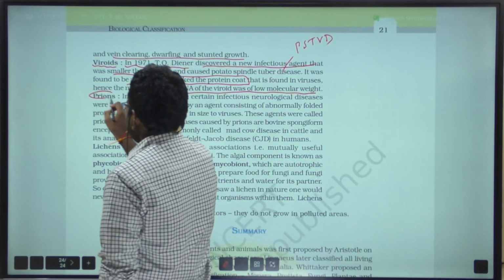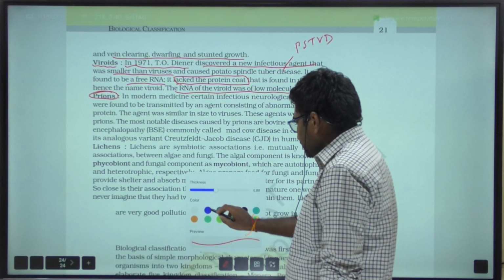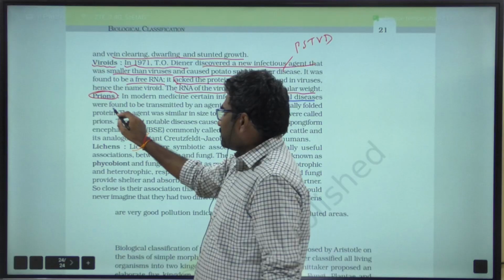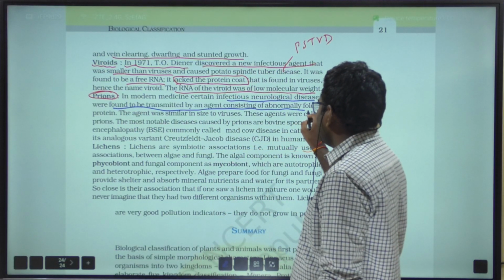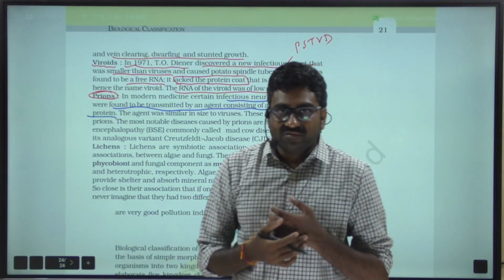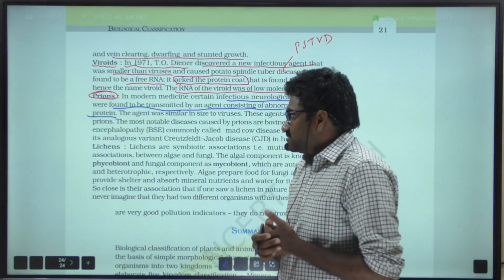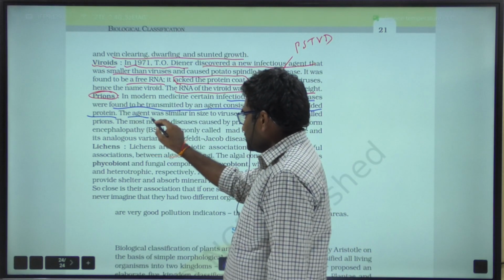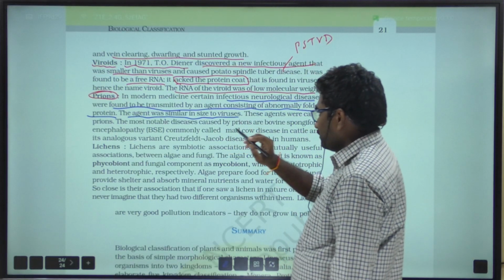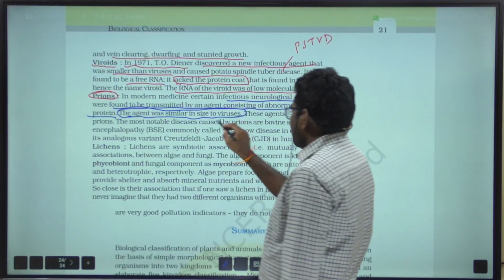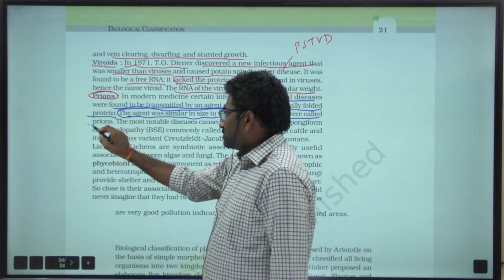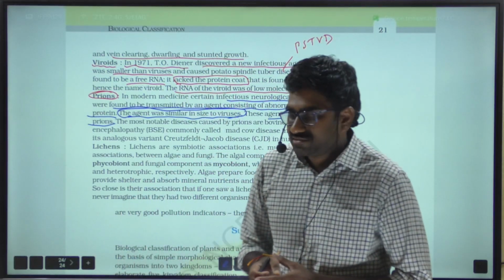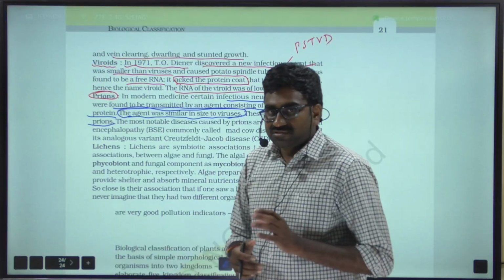And prions. Prions are very, very important from the NEET point of view. In modern medicine, certain infectious neurological diseases were found to be transmitted by an agent consisting of abnormally folded protein, the infectious protein particles. The agent was similar in size to viruses. These agents were called prions. They are infectious proteinaceous particles, which means they do not possess nucleic acid.